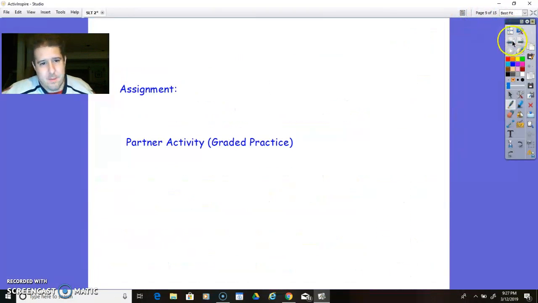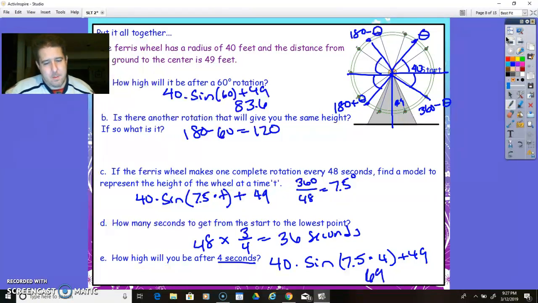I think that is it, so I'm going to stop right there. If I helped you learn something about trigonometry and using sine to find positions and heights around a circle, we are leading ourselves towards graphing sine in the next topic.